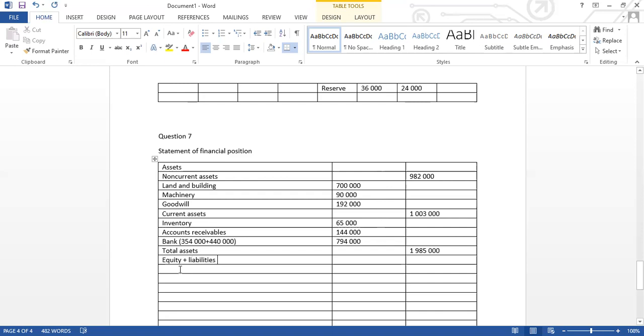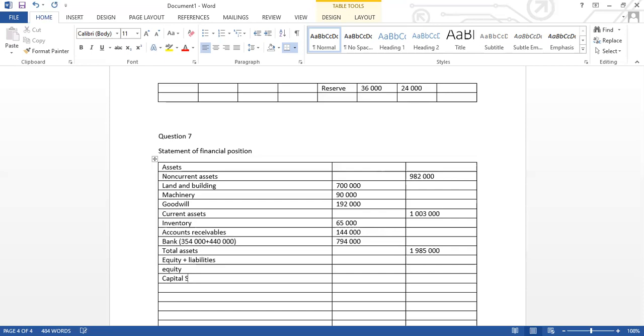Under equity plus liabilities, we have capital. Sorry, what am I saying? First, start off with our equity. So under equity, we have capital and reserves if they were reserves. But in this case, the reserve was distributed among the partners, so you won't have any reserve here.